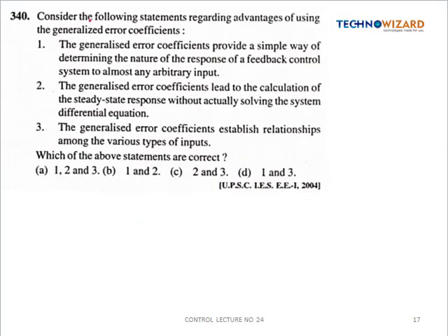Okay, now next question is, consider the following statements regarding the advantages of using the generalized error coefficient. It means the error coefficients we know are Kp, Kv and Ka. These are known as static error constants or coefficients. So the first statement is, the generalized error coefficients provide a simple way of determining the nature of the response of a feedback control system to almost any arbitrary input. So this is the right statement.